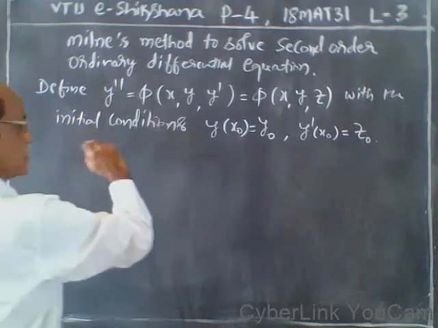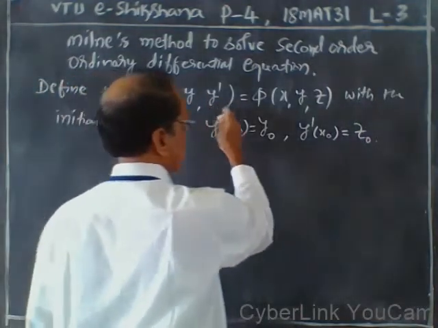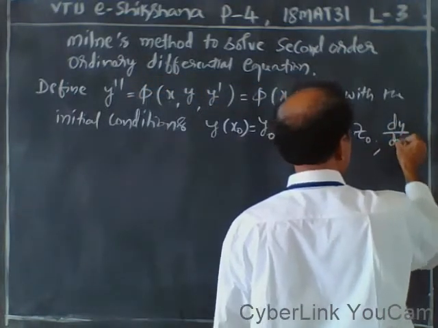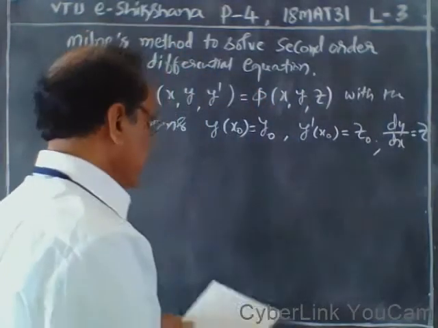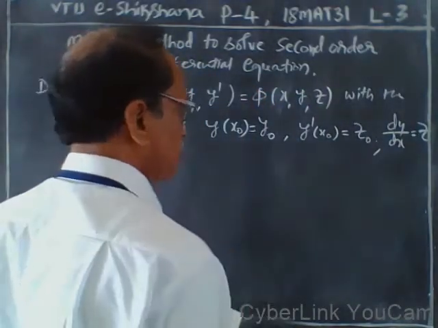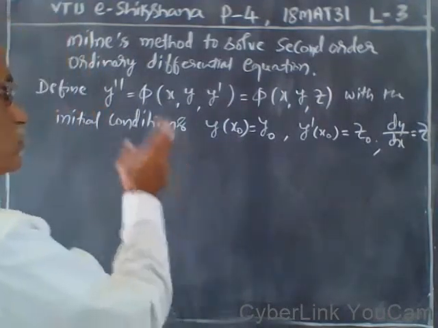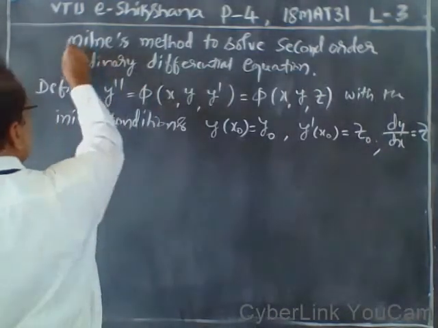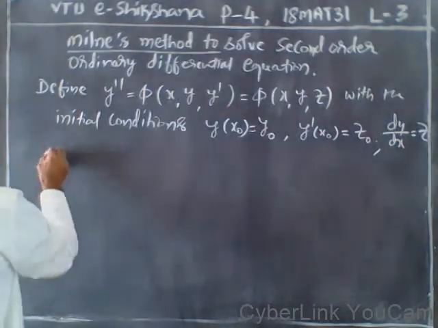Second order differential equation is a function of x comma y comma y dash, where y dash is equal to z. That means dy by dx is equal to z. Then how to solve by Runge-Kutta method, already we have discussed. Now how to solve the same differential equation by Milne's method. This is called Milne's method with predictor and corrector formulas.